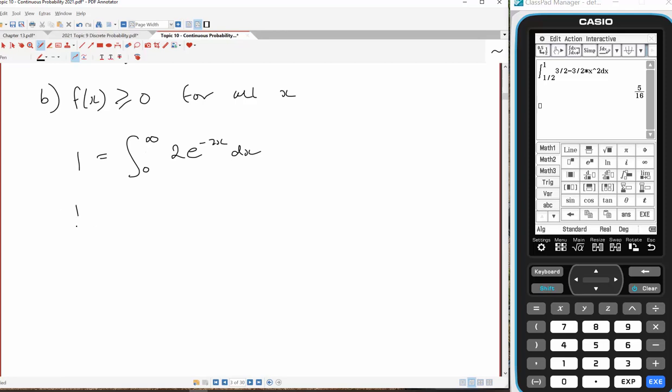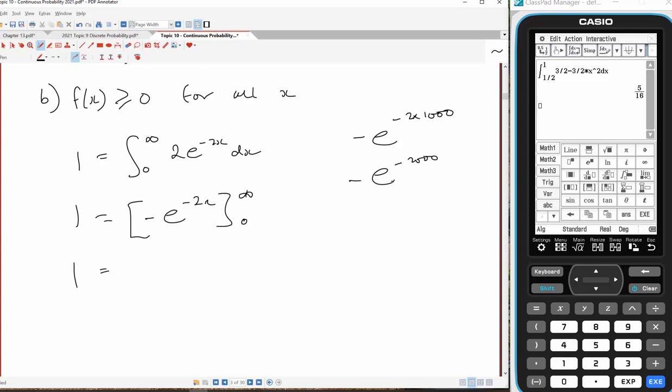Alrighty, so now I need to integrate this. So what we'll do is get our antiderivative, which is negative e to the negative 2x. Going to pop in infinity and 0. Now the question is, how do I put infinity in here? Well, what you've got to do is imagine putting the largest number you can think of in here. Let's just imagine it's 1,000. So let's go negative e to the negative 2 times 1,000. So that's going to be negative e to the negative 2,000.